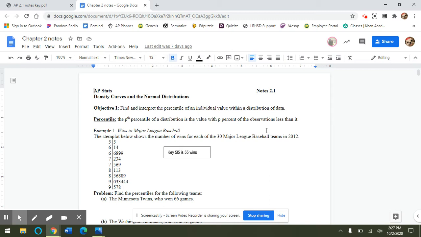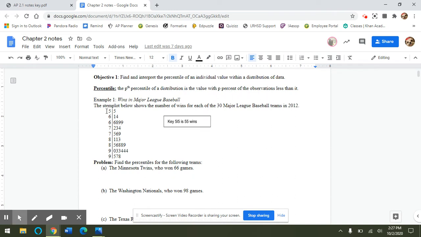Okay. So when you're talking about a percentile, one of the key factors is you have to have everything in order. Your data set needs to be in order. So here's a stem plot, which is nice because it's put everything in order already. To find the percentile for the Minnesota Twins, who won 66 games, you're going to locate the Minnesota Twins. I told you in the directions, 30 baseball teams, right? So you're going to find number 66, and it's how many percent of your observations are less than it.